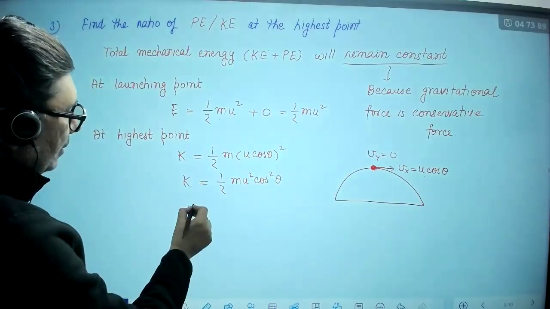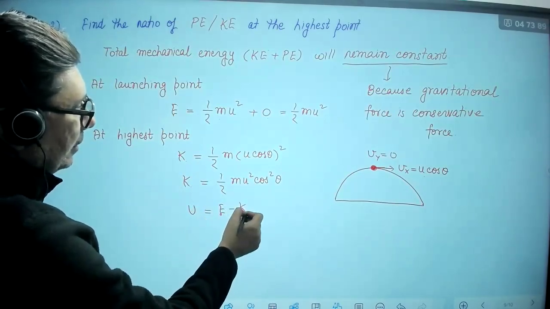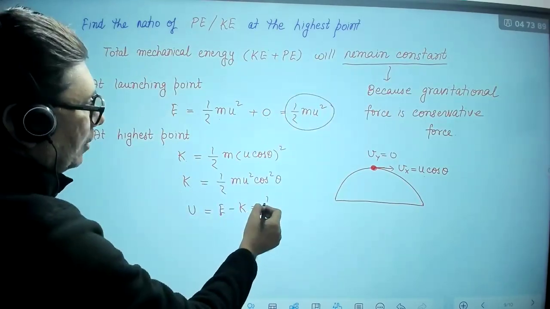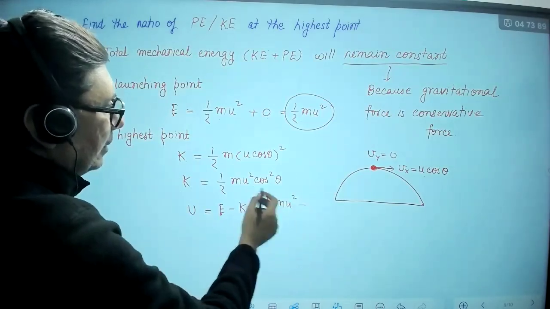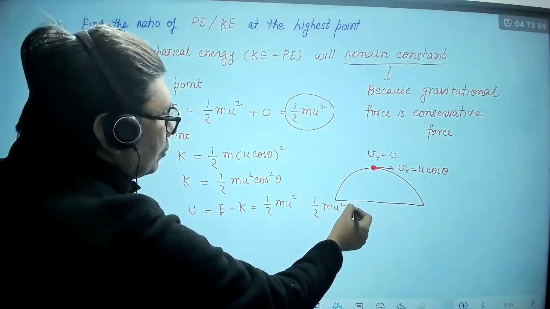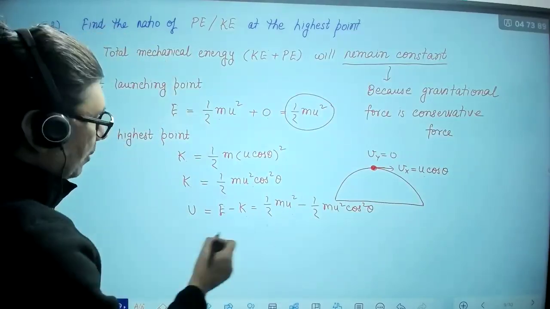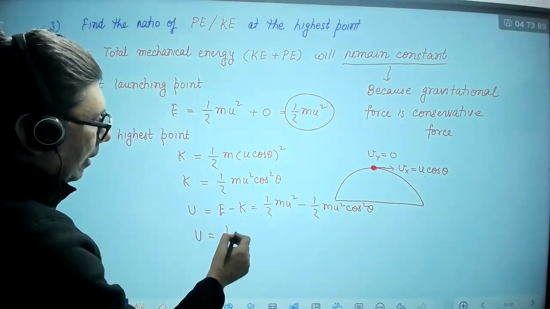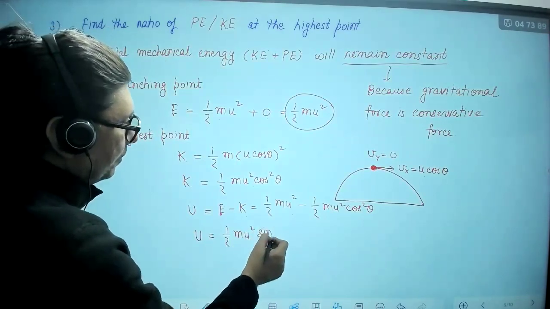What will be the potential energy? The potential energy will be total energy minus kinetic energy. Total energy is 1 by 2 m u square, minus kinetic energy 1 by 2 m u square cos square theta. So this will be 1 minus cos square theta, so potential energy will be 1 by 2 m u square sin square theta.